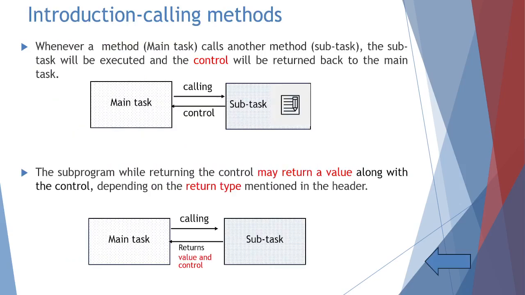Whenever a method, let's say main task, is calling another method, let's say subtask, so one method is calling another method. The subtask will be executed and the control will be returned back to the main task. This is what happens. Now, the subtask or subprogram, while returning the control, may return a value along with the control after executing the subtask. Now, depending on the return type, it returns the value.